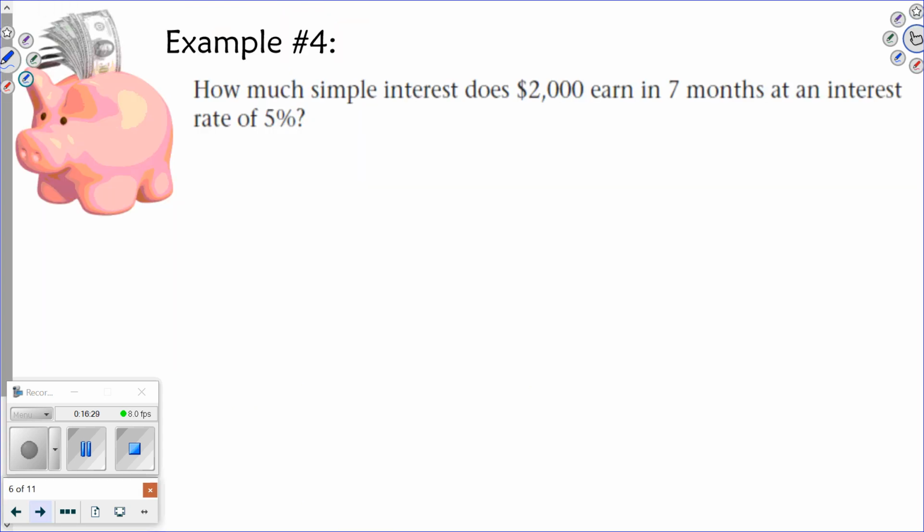So number 4, how much simple interest does $2,000 earn in 7 months at an interest rate of 5%? How do you know you're using that formula? Good, it literally says the word simple interest. I'm going to beat this into you guys so that once I start adding all these other formulas, you don't keep wanting to come back to this.